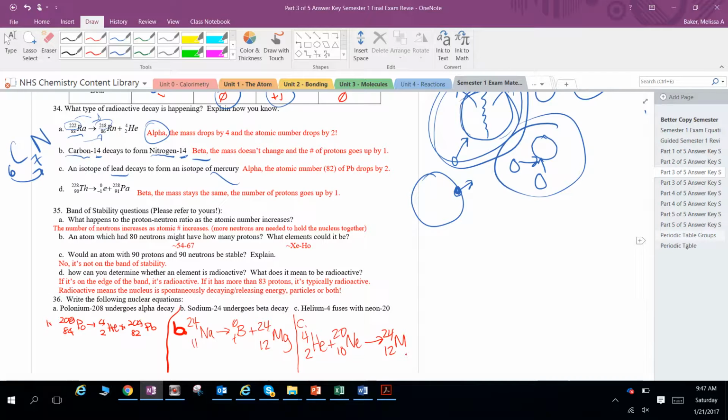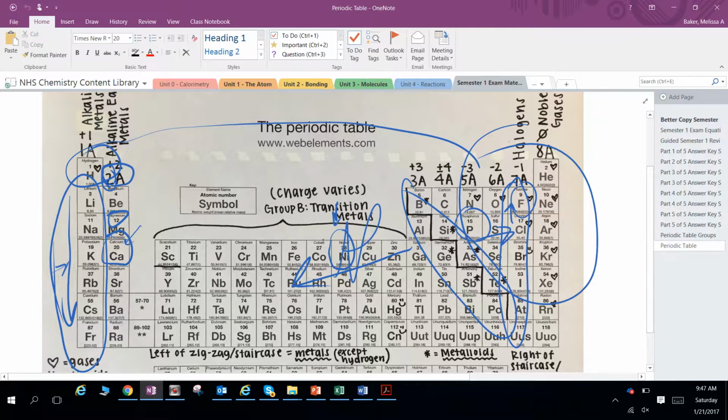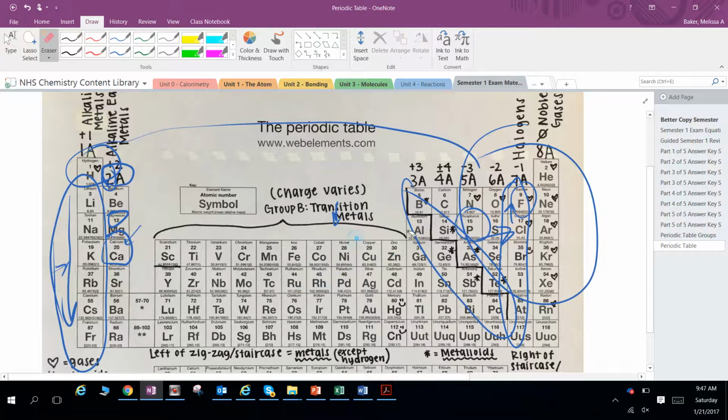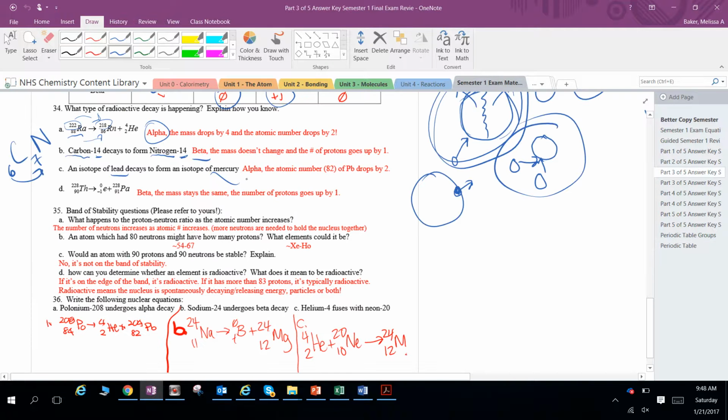Lead changing into mercury, we need to look at a periodic table to figure out a little bit more of what's going on. Oops, I'm going to erase some stuff here so we can see. All right, so we're going from lead to mercury. Lead is 82, mercury is 80. That means the atomic number is going down by 2. So automatically we know that that's alpha decay.